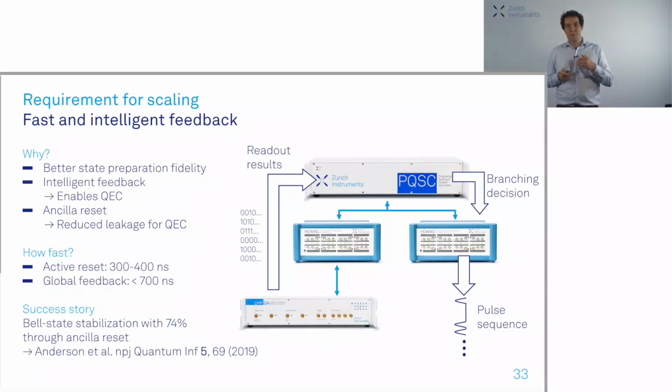So what is now really the key figure of such a system, and really shows you how well such a system works and whether it has the potential to scale up to lots of qubits? And this is feedback. This is really the part which makes the QCCS bigger than its components. So why do we want feedback? On the one hand, feedback helps you to better prepare your initial states of your system.